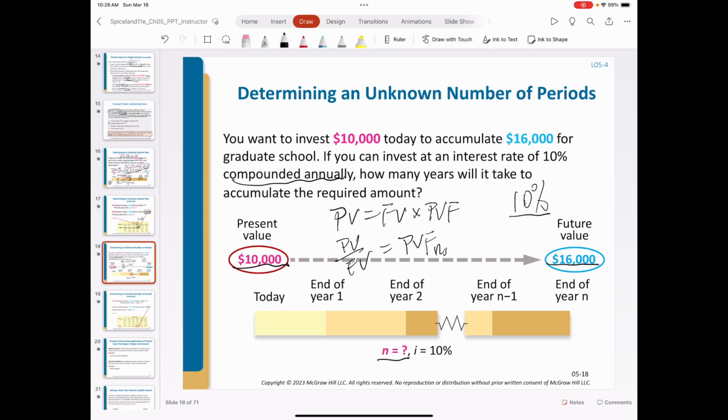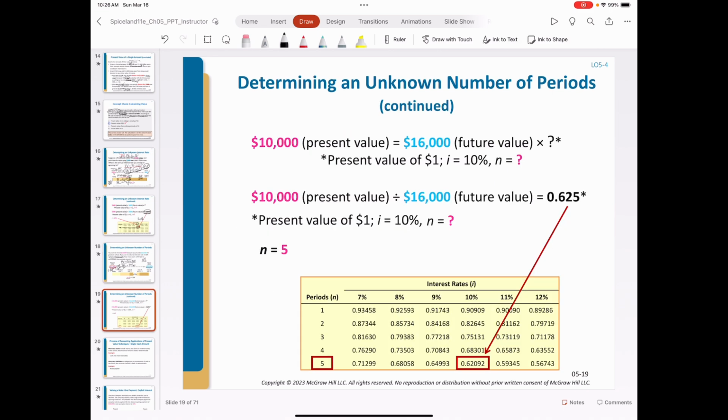This factor is determined by these two factors. So 10,000 divided by 16,000 is 0.625. Since we use the present value equation, we should look up the present value factor. So the value of the factor was 0.625.